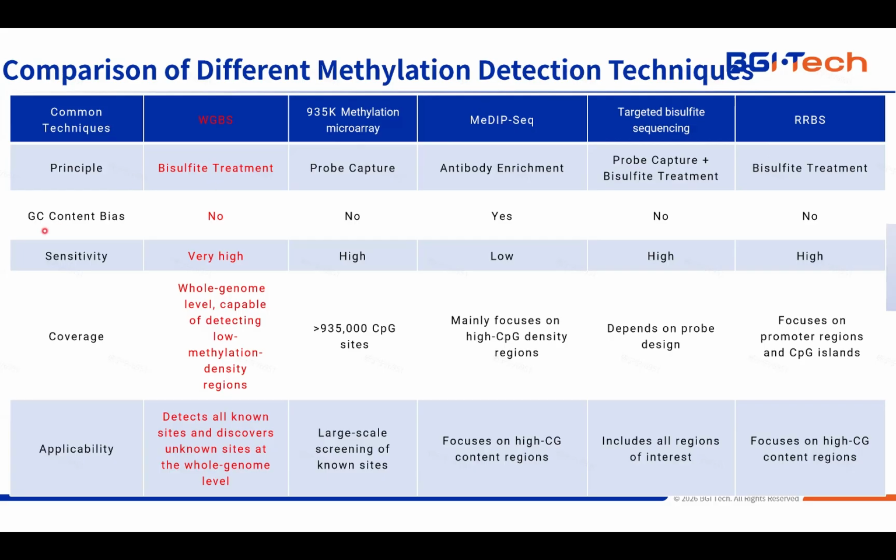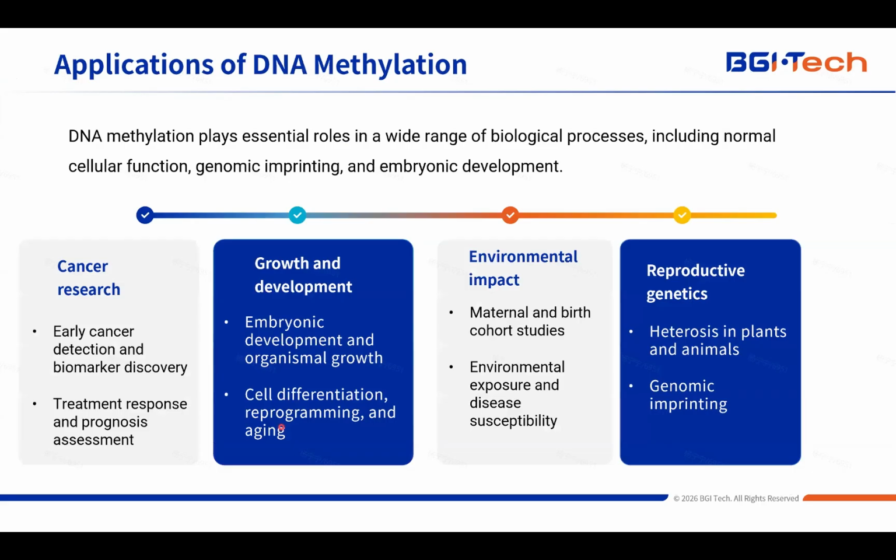It has very high sensitivity, provides genome-wide coverage, and can detect regions with low methylation levels. So WGBS has become the gold standard for studying genome-wide methylation at single base resolution. In recent years, a large number of studies have used WGBS technology to detect methylation.